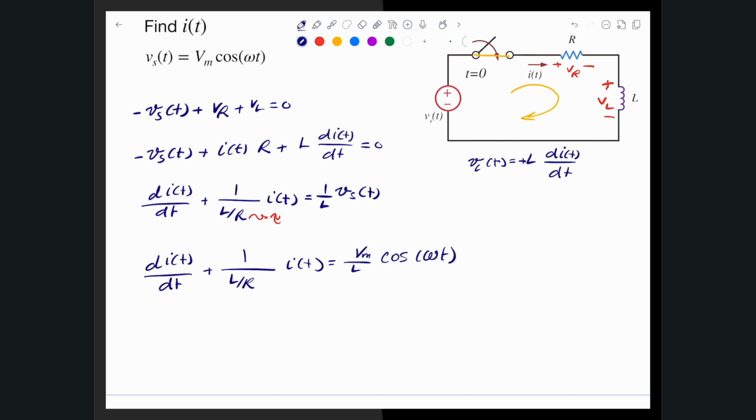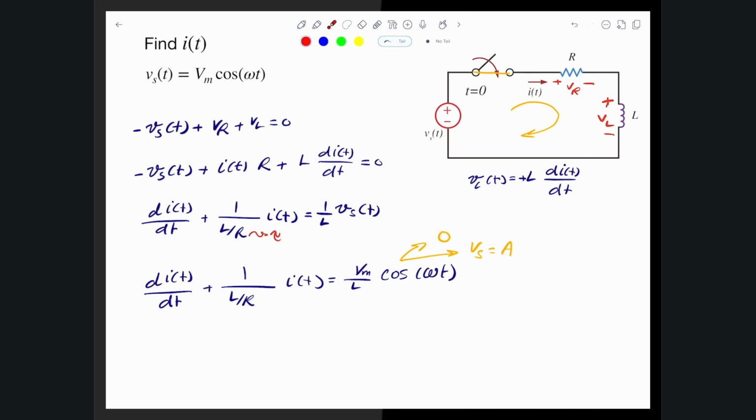So this is a first order differential equation. In previous versions we've seen, the right side is either 0 in a natural response of an RL circuit, or some sort of constant, like Vs equals 5 volts. In this particular case, it's not a constant, it's also a function of time. So the solution here is a little bit more complicated than usual, as it will have a forcing function that is sinusoidal.